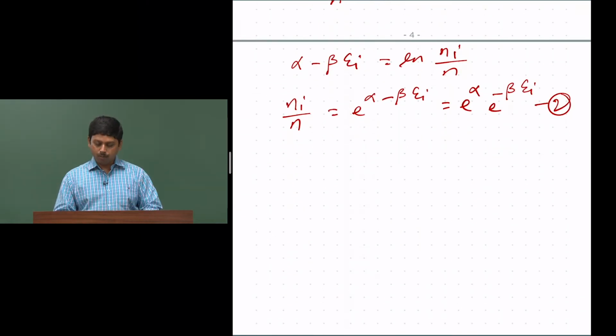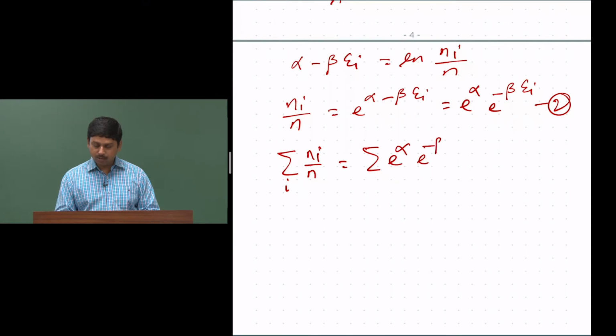Now, let us take the sum of both sides. So, the sum of n_i by N over all i's is the sum of e to the power alpha times e to the power minus beta E_i.